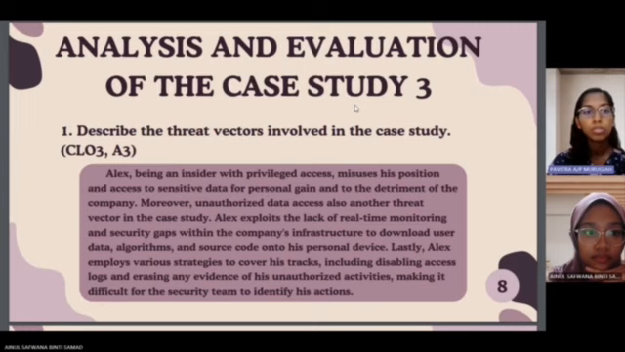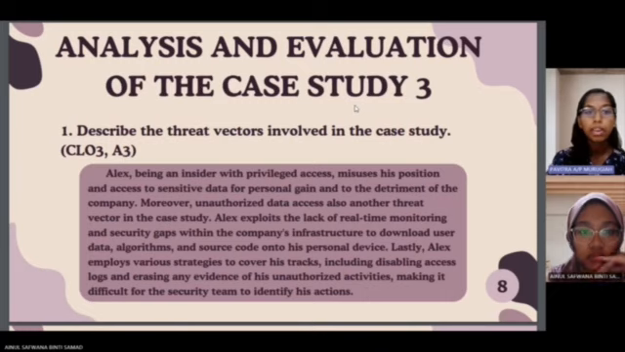Now, I would like to present case study 3. The first question is to describe the threat vectors involved in the case study. In this case study, Alex, being an insider with privileged access, misuses his position and access to sensitive data for personal gain and to the detriment, which means harm, of the company.